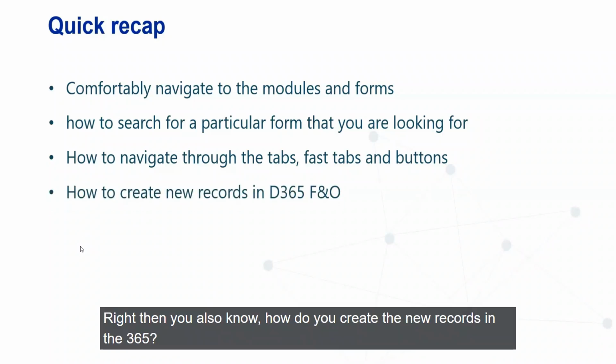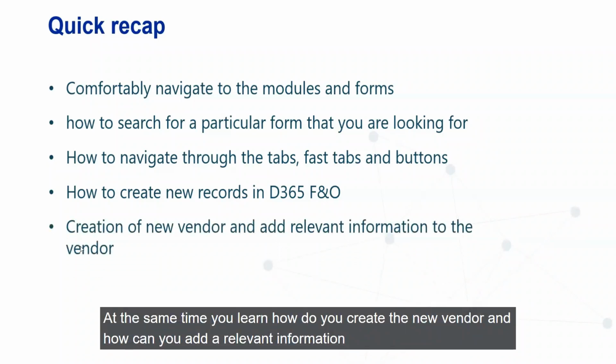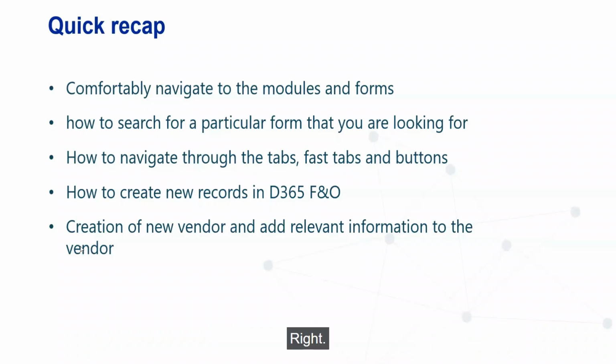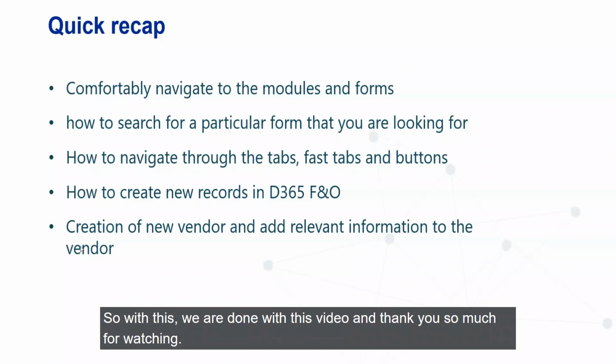You also know how to create new records in D365, because whichever form you get into, the process is going to be the same. You click on the new button and go ahead with your record creation. At the same time, you learned how to create a new vendor and how to add relevant information that is required for the vendor. With this, we are done with this video and thank you so much for watching.